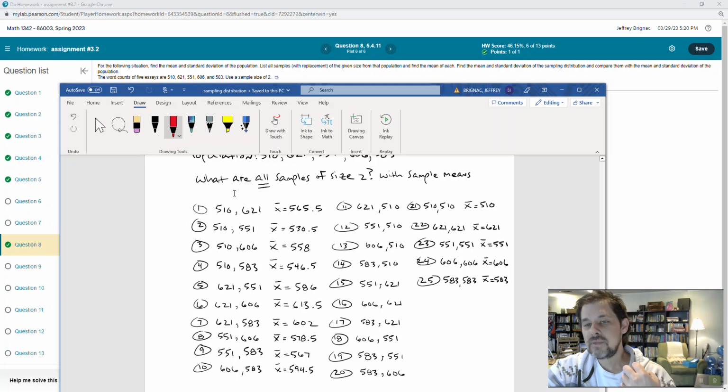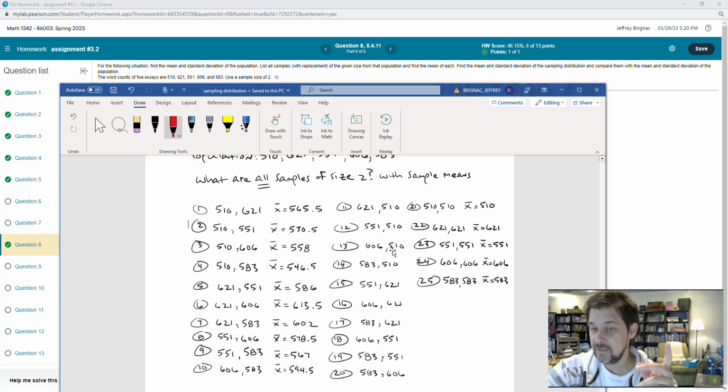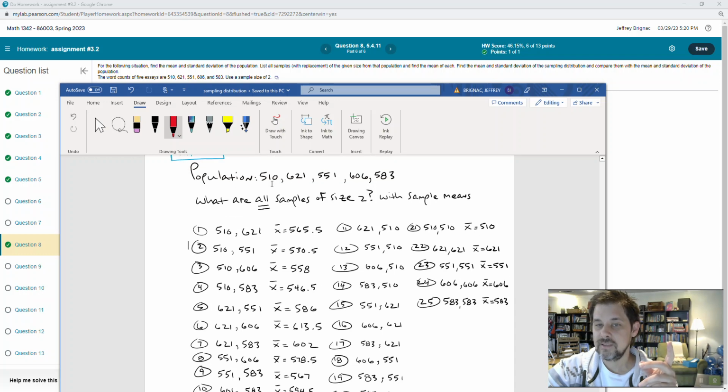Now, when we talk about all samples of size 2, it's like, here's my population, pick 2 numbers. It may seem strange, but it's also considered a possible sample to get not only 510 and 621, but 621 and 510. Not only 510 and 551, but 551 and 510. Notice that I got 1 through 10 here when I just selected these in an orderly way.